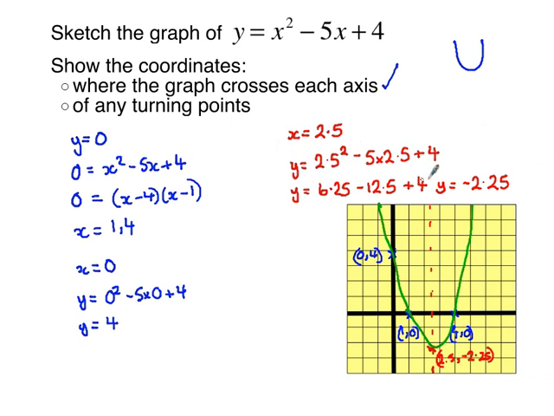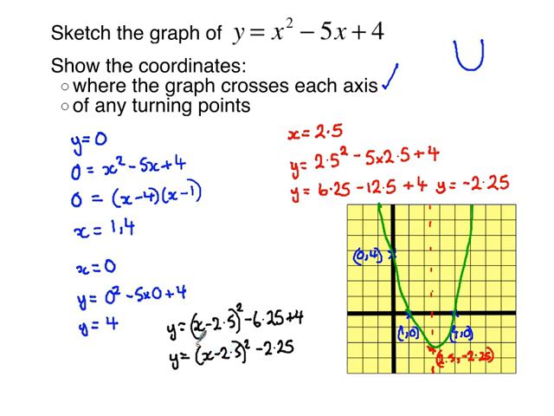There is another way of doing that minimum point, that turning point there, and that's by completing the square. So if I were to complete the square on this here, I would have y equals (x minus 2.5) all squared, and I'd have to take away the 6.25 before adding the 4 on. So I'd get y equals (x minus 2.5) all squared minus 2.25, and you should be able to see how this matches to what we got here.